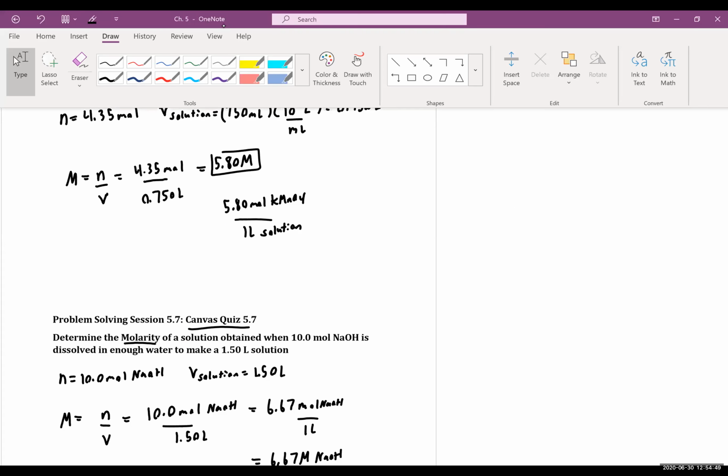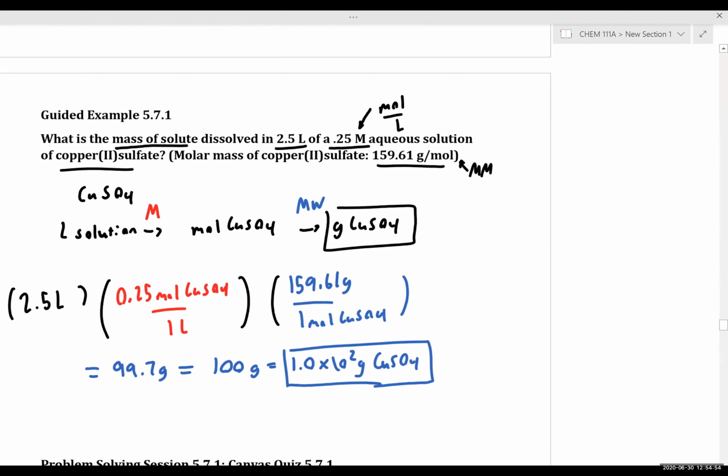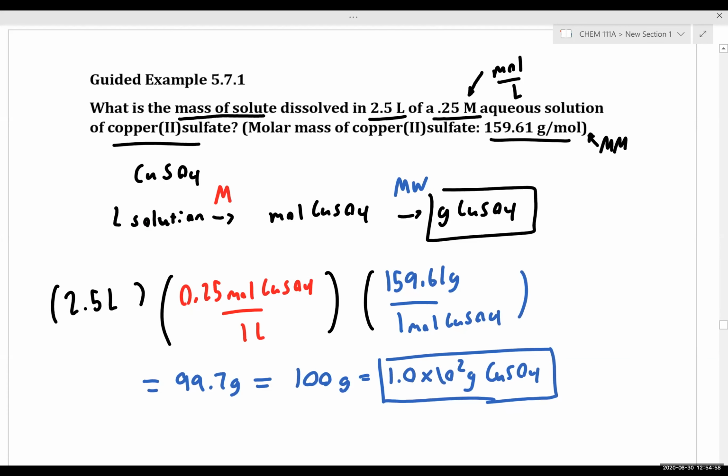Oops, one moment. Any questions on this example? So again, we went from liters to moles using molarity, and we went from moles to grams using our molar mass. Molarity is just another conversion factor. Any questions on these examples?